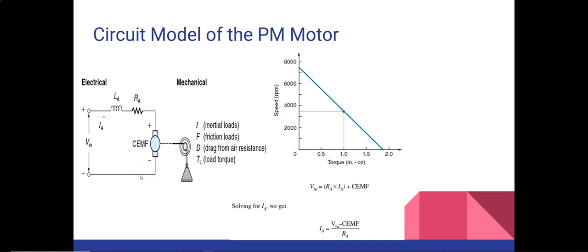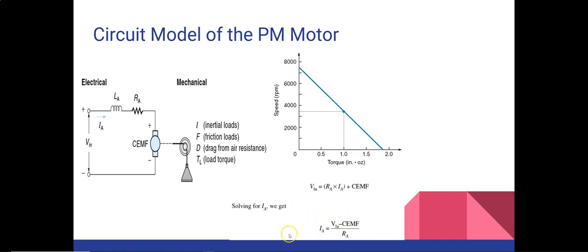Now by using Kirchhoff's equation, we can write this equation which you have seen in the previous lecture also. VLN, the line voltage, equals Ra times Ia, the armature resistance and armature current, plus the counter EMF. So solving this, we will get the armature current.